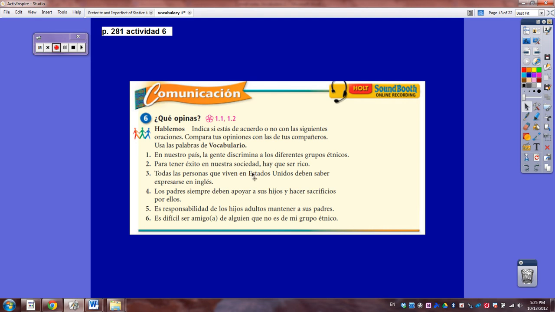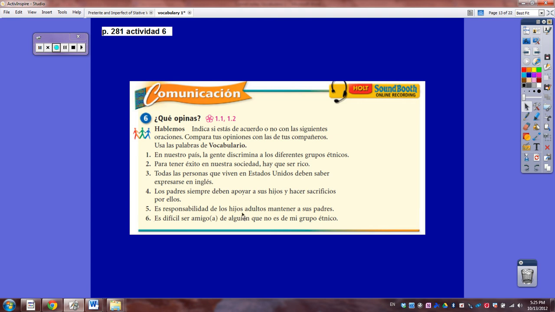Todas las personas que viven en Estados Unidos deben saber expresarse en inglés. All people that live in the United States should know how to express themselves in English. Los padres siempre deben apoyar a sus hijos y hacer sacrificios por ellos. The parents should always support their children and make sacrifices for them.